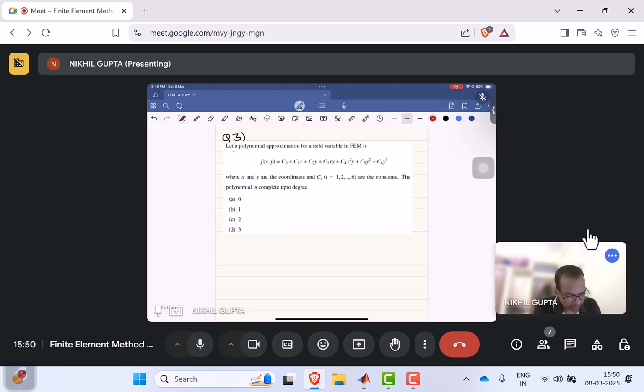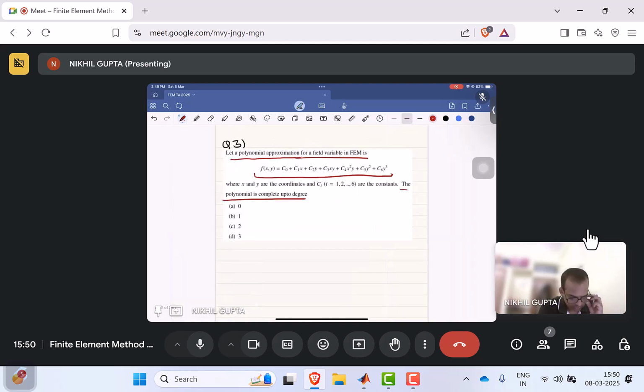So polynomial approximation for a field variable is given. This is the approximation. So we have to find the completeness of this function. So how to approach this question, can anyone tell? We can use Pascal's triangle. Okay. So what does Pascal's triangle say?